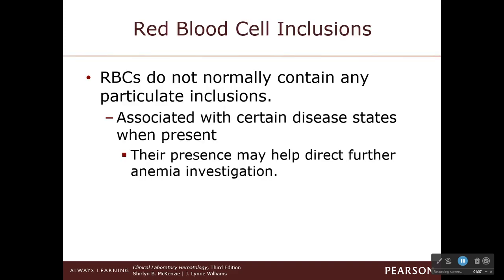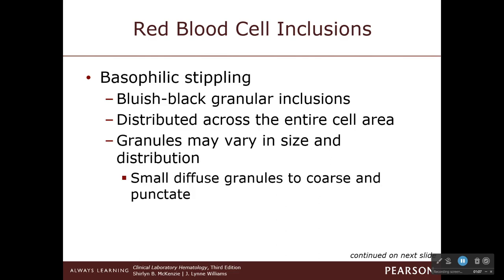All right, so let's talk about some inclusions now. Inclusions are things that are inside the red cell that shouldn't be there. There should never be anything inside the red cell that you can see on a Wright stain, okay? All right, so their presence can help you determine what's going on.